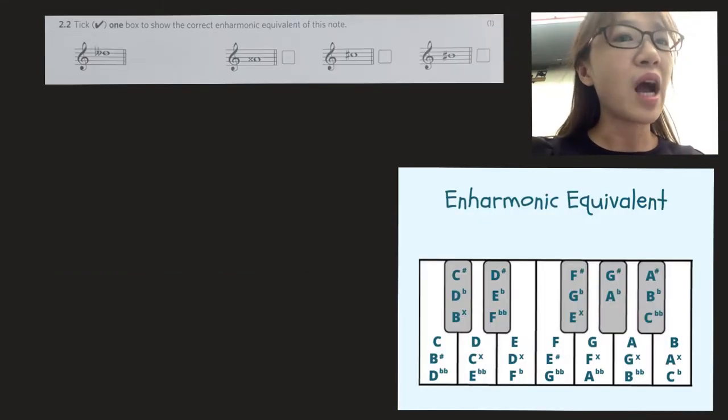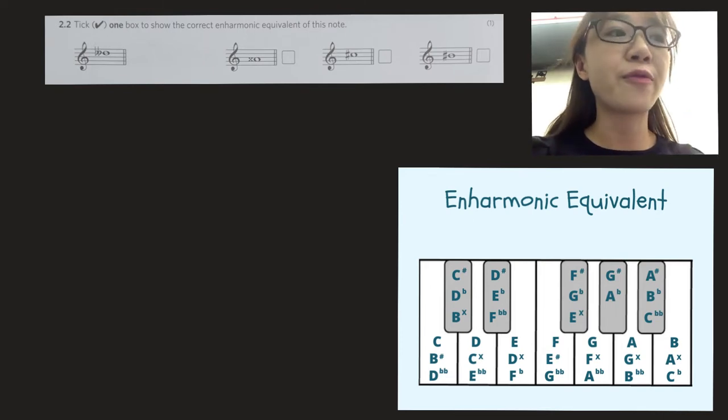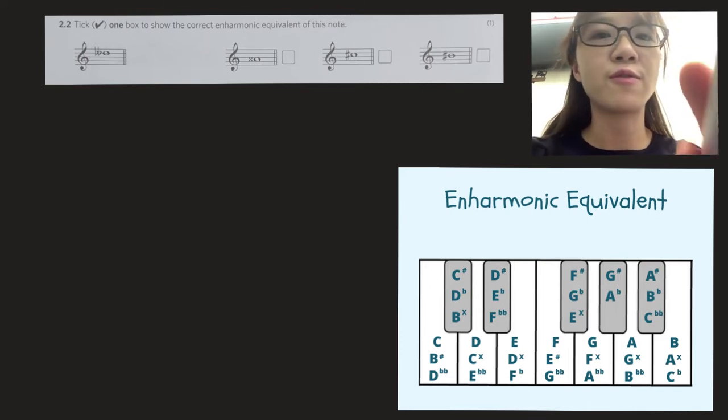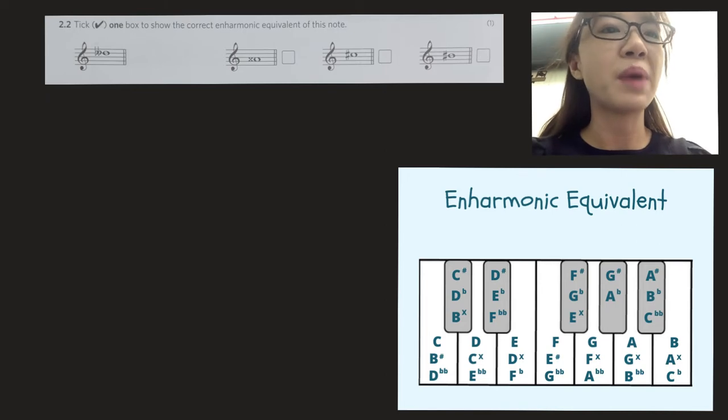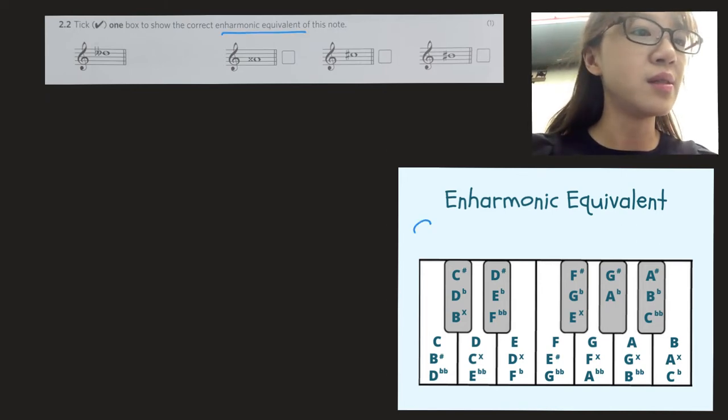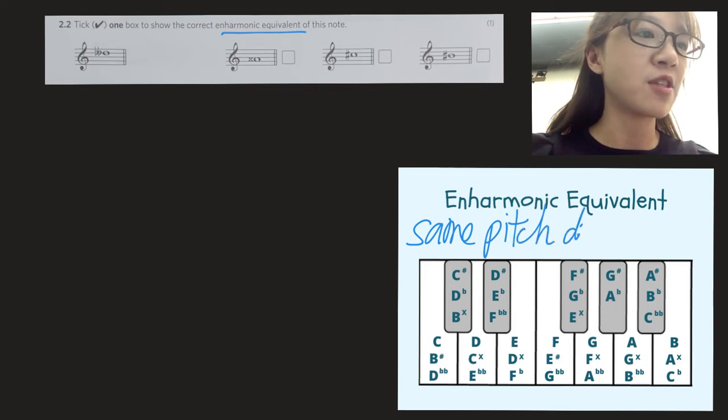When we say enharmonic for this question, enharmonic means the same pitch, same note, but with a different name. Same pitch, different name. That's what we mean by enharmonic equivalent. Same pitch, but with a different name.